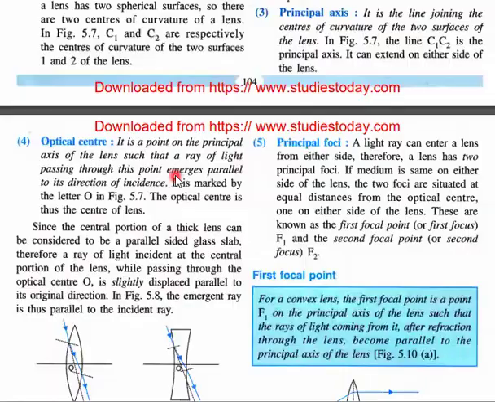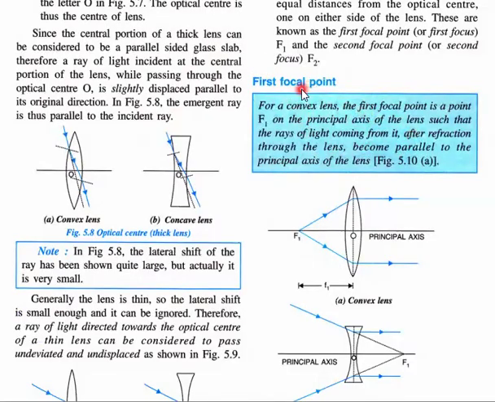So it's this first focal point. We just have to go through it. It's not important, they will not ask you in the exam most of the time, but you just need to remember what it is. For the convex lens, the first focal point is a point F1 on the principal axis of the lens, such that the rays of light coming from it, after refraction through the lens, become parallel to the principal axis of the lens.